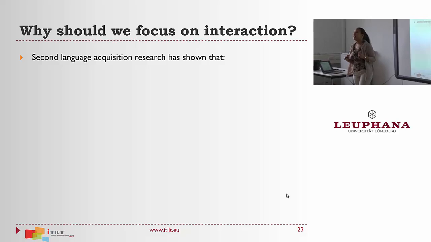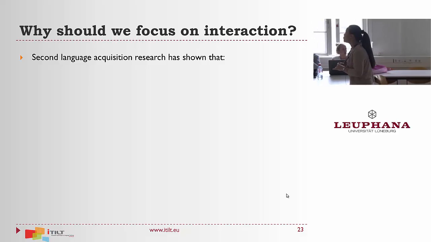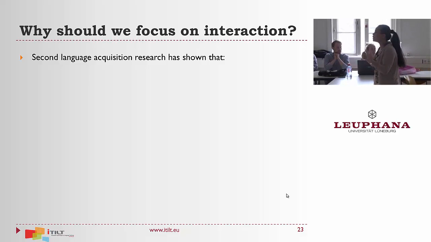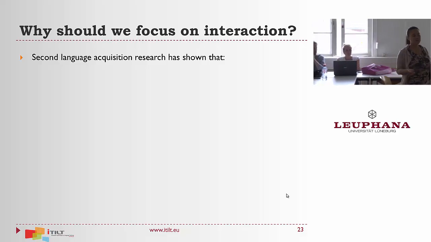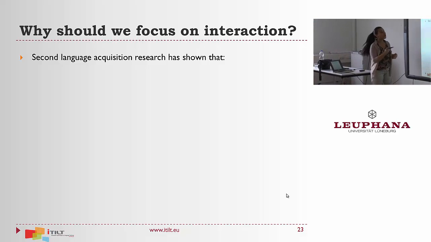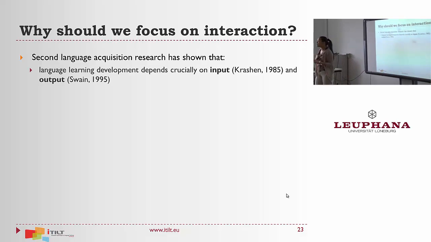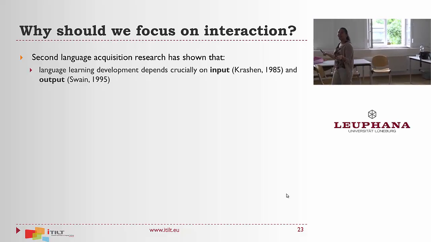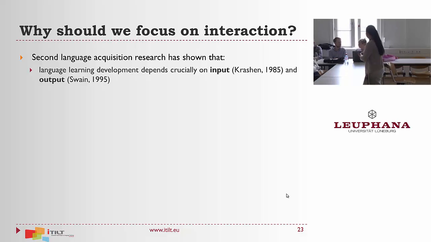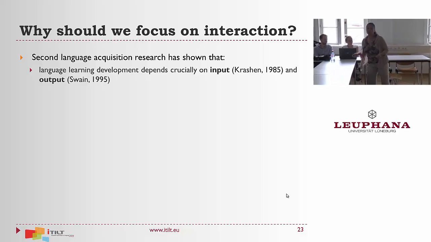So now I need to explain to you why we are focusing on interaction. And I think you, as future language teachers, you have already had an introduction to language teaching, and someone must have told you how important interaction is for language learning. So second language acquisition research has shown that language learning development depends crucially on input. That's what Krashen would say, right? And you have already learned about Krashen's input hypothesis, right? And Krashen would say we need comprehensible input to be able to learn a second language.